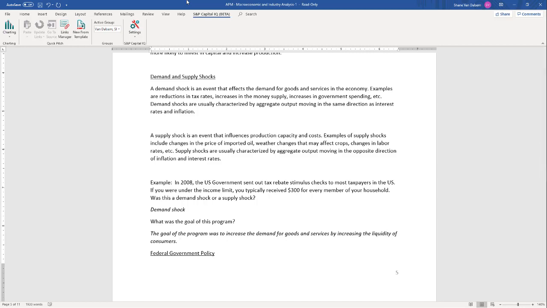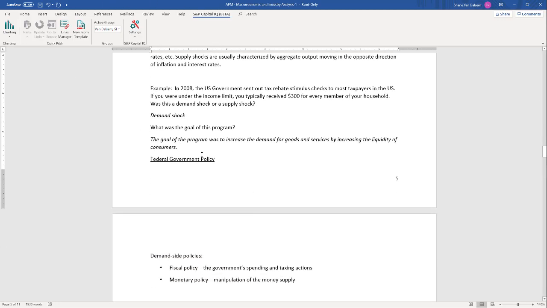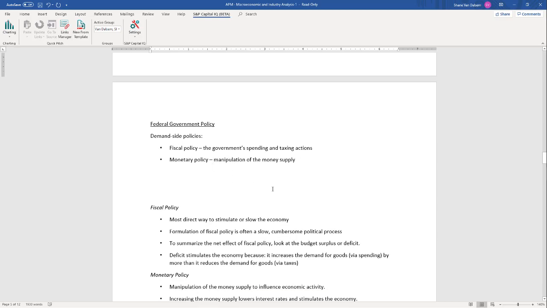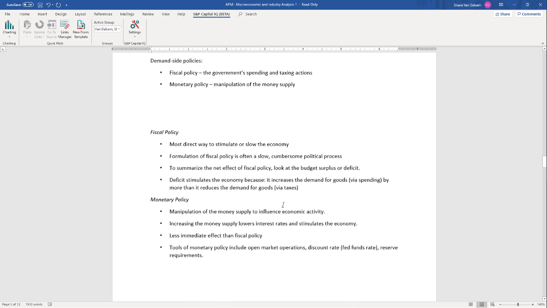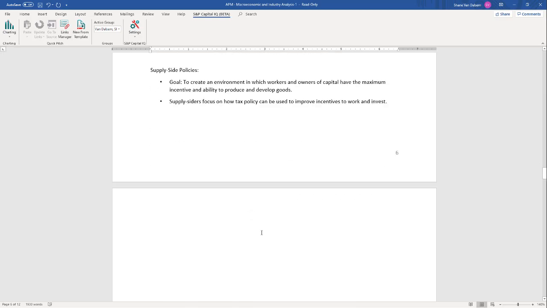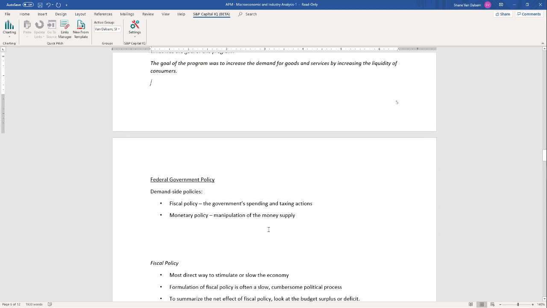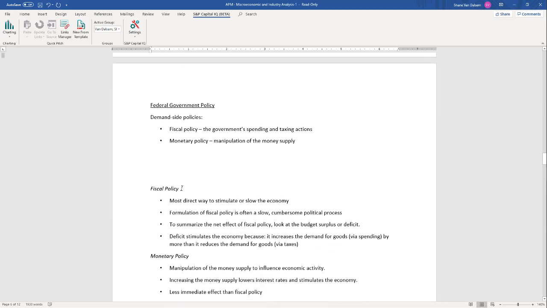In other words, let's give consumers cash and they'll go out and spend it. The next topic is federal government policy. So we're going to talk about demand side policies, which include fiscal policy and monetary policy, and then supply side policies, which generally focus a lot on tax policy. So let's start off with demand side policies.